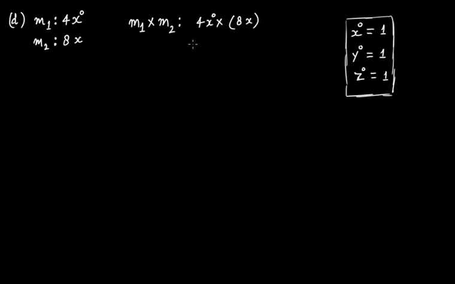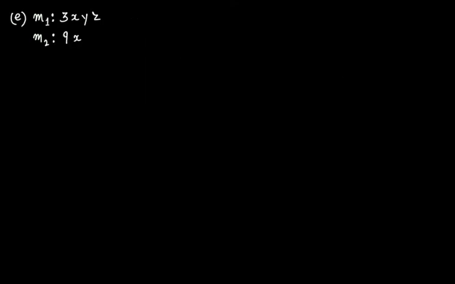Now this 4 multiplied by 8, you'll group them together and multiply, then multiplied by x raised to the power of 0 multiplied by x. This is 32, and this is multiplied by x raised to the power of 0 multiplied by x raised to the power of 1. So 1 plus 0 is 1. So x raised to the power of 1 means x only. So this is 32x. This is the last problem in this tutorial.